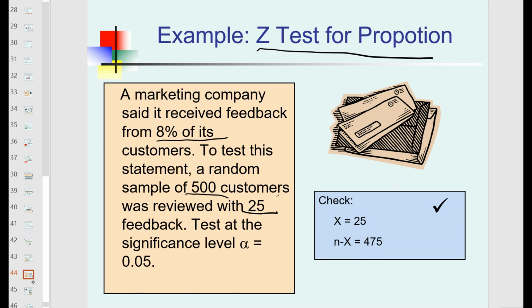So you check the conditions. First, your x equals what? 25. So it's more than 5. Now, your n minus x, which is your 500 minus your 25 here, which is 475. So it's checked, more than 5. Okay.